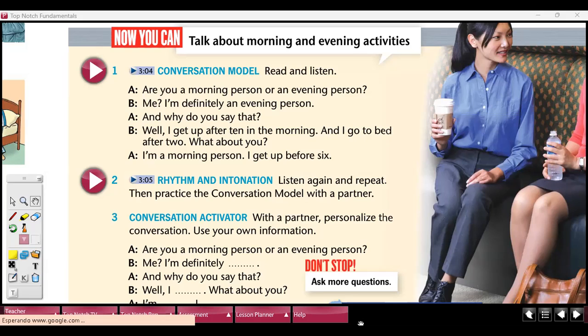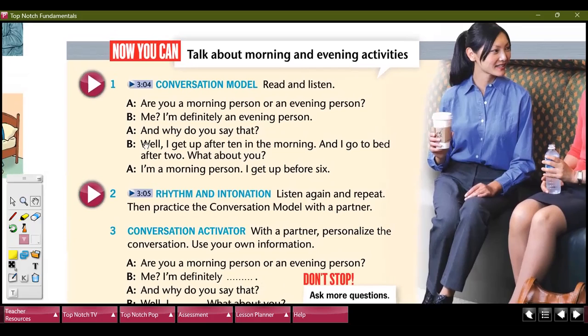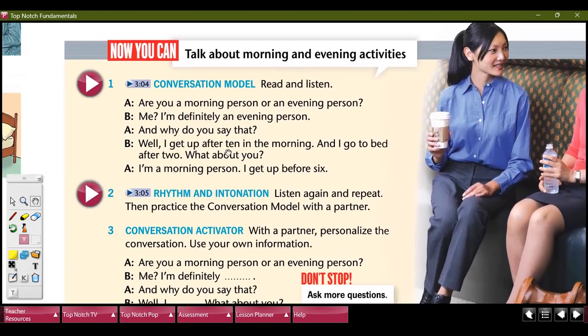Entonces, una evening person is a person who tends to stay up until late at night. Ahorita le diré qué consiste una evening person. Una persona quien tiende a quedarse despierto hasta bien noche o tarde. So to the very early hours of the morning. Entonces también se levanta tarde, bien tarde. That's an evening person. And why do you say that? It says, well, I get up after 10 in the morning. Bueno, me levanto después de las 10 en la mañana. No sé si saben ustedes el domingo o si ya tienen el hábito de levantarse a las 6 o a las 5. And I go to bed after 2. Me voy a dormir después de las 2. What about you? ¿Qué hay de ti? I'm a morning person. I get up before 6. Soy una persona que madruga. I get up before 6. Me levanto antes de las 6.